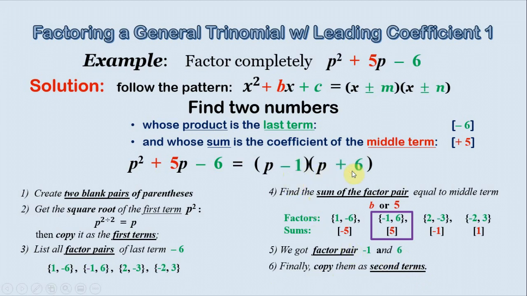Thus, the final answer to this factoring problem is the factored form, the quantity of p minus 1 times the quantity of p plus 6.